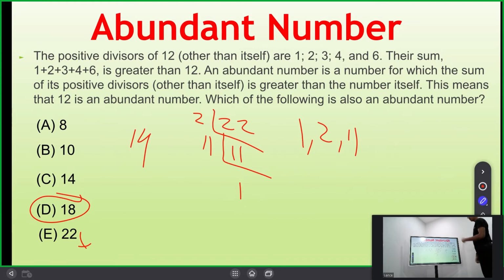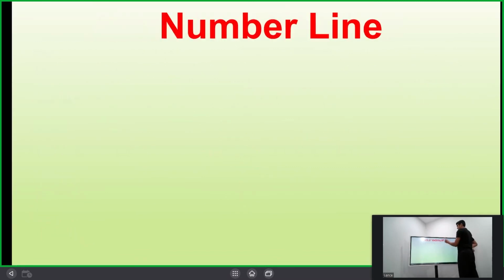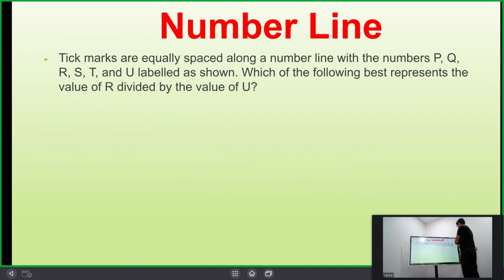And now we're going to be moving on to our second question for the day. Our second question will be about number lines, and here's the question. Tick marks are equally spaced along a number line with the numbers P, Q, R, S, T, and U labeled as shown.